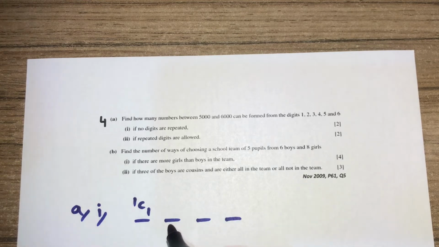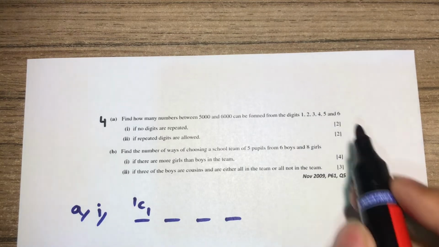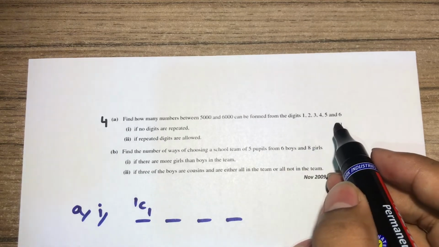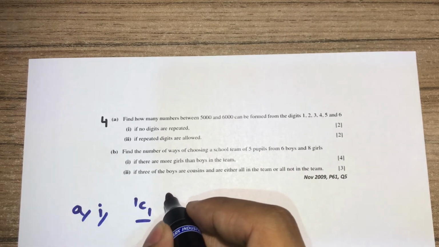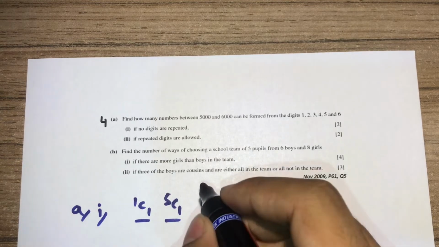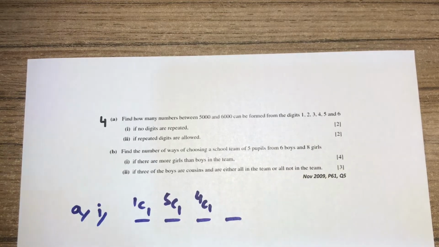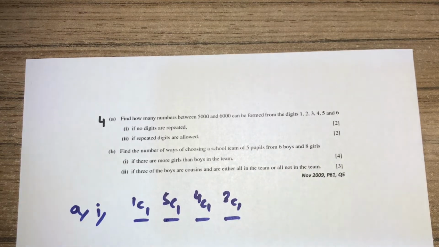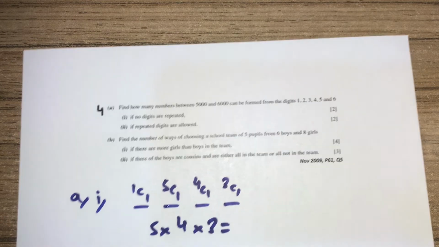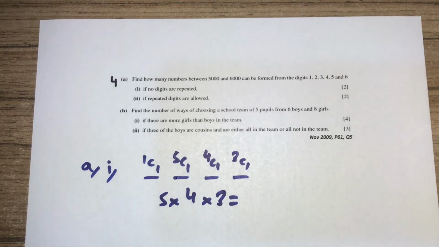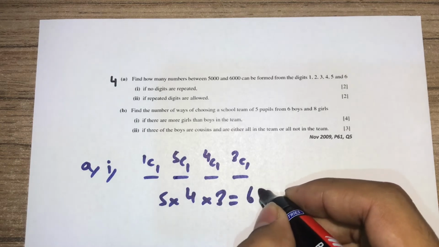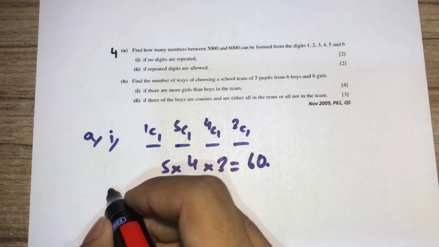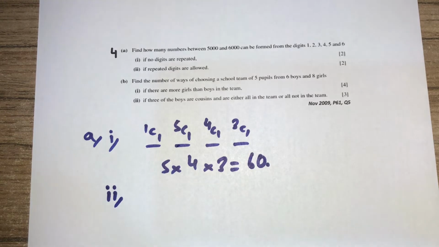The next number can be any one of the 6 except for 5. So there are total 6 numbers, so 5 cannot be there. So out of 5, we can select any one. For the next one, out of 4, we can select any one. For the last one, out of 3, we can select any one. So 5 times 4 times 3, this is equal to 60.